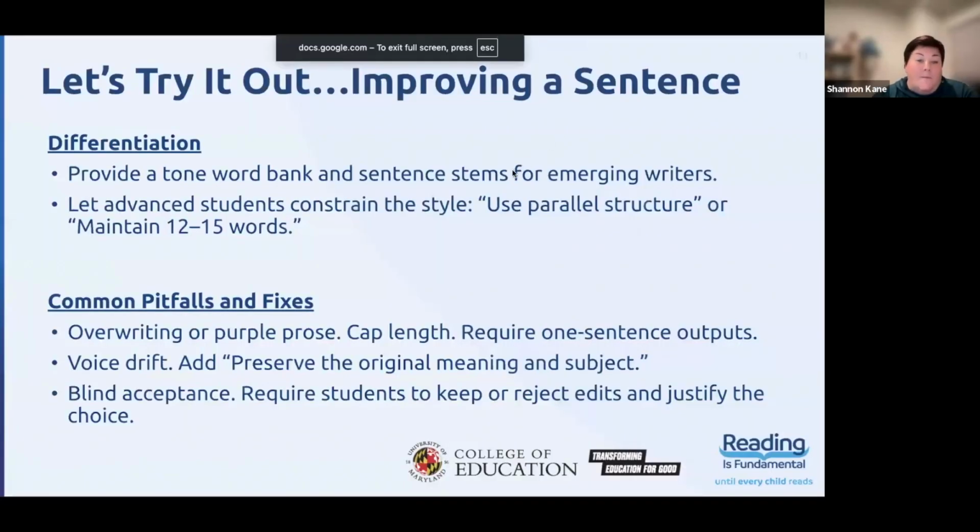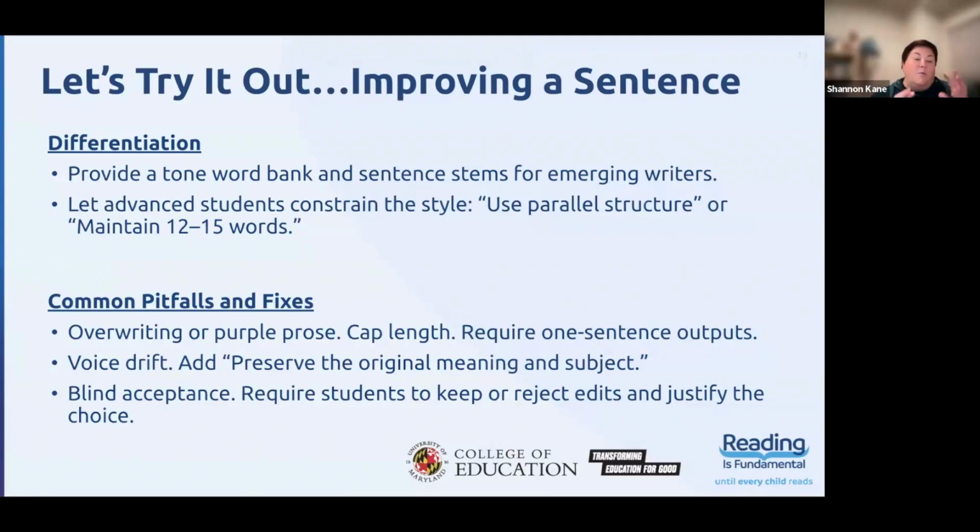So, some things to think about as we do that, just to keep in mind, one simple tool around changing tone, but you can provide a tone word bank, right? So we can differentiate even within this, right? You could do sentence stems for emerging writers. You could have your advanced students work on style, use parallel structure, maintain 12 to 15 words, double the length of the sentence, right? So this one skill of improving a sentence by focusing on tone, all of a sudden you can differentiate that further and you have a ton of other lessons, right? Just some things to think about.